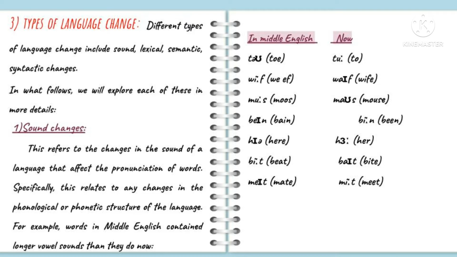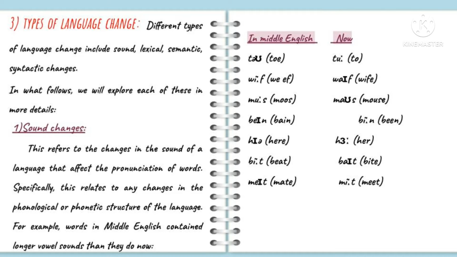This refers to the changes in the sound of a language that affect the pronunciation of words. Specifically, this relates to any changes in the phonological or phonetic structure of the language. For example, words in Middle English contained longer vowel sounds than they do now.